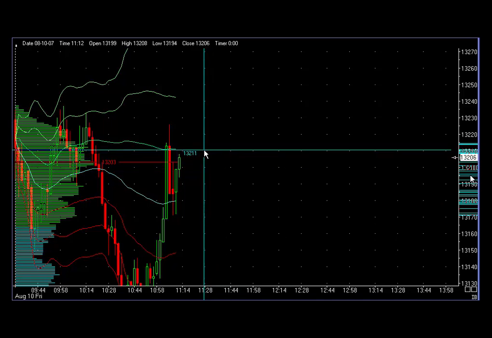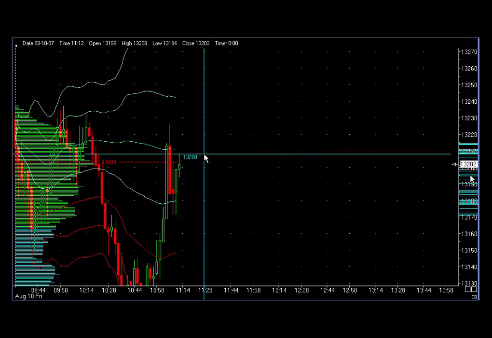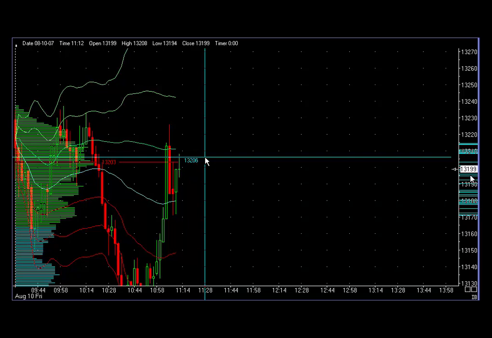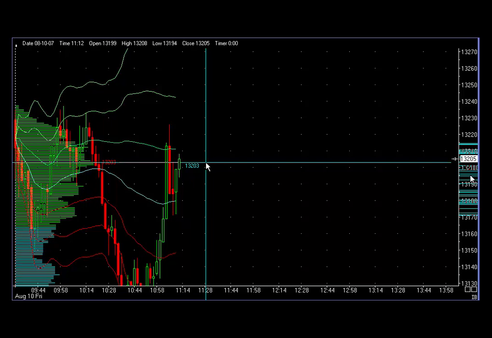Okay, we're moving back up now to the first standard deviation. If we break through again, you should take a long trade. Still oscillating around the peak volume price here. Very disconcerting and a very difficult region to trade in.